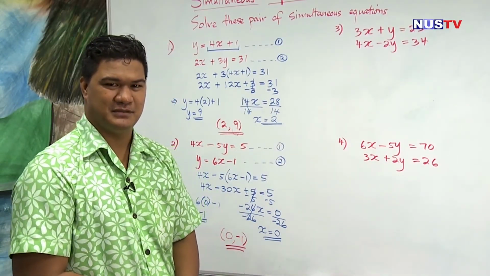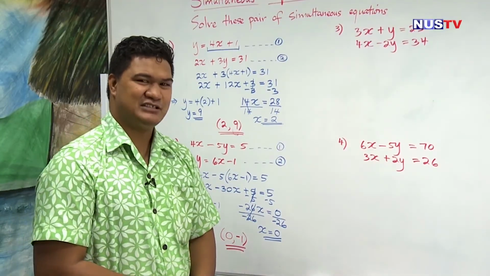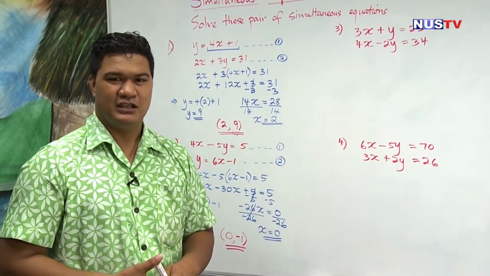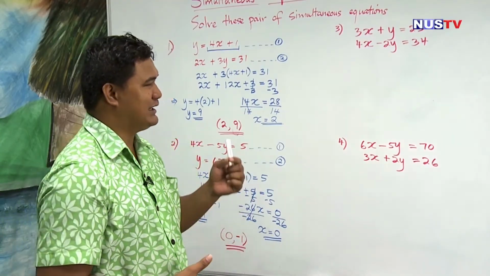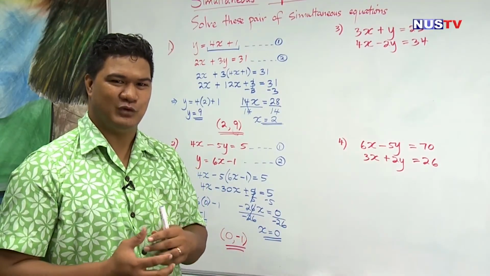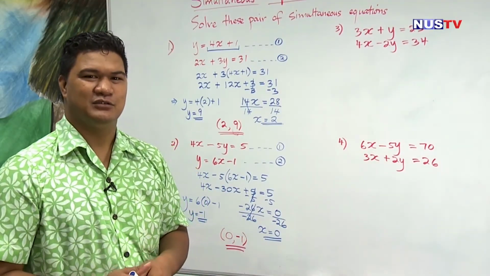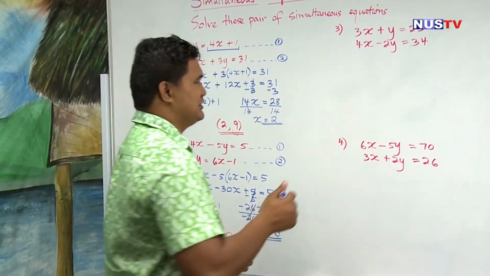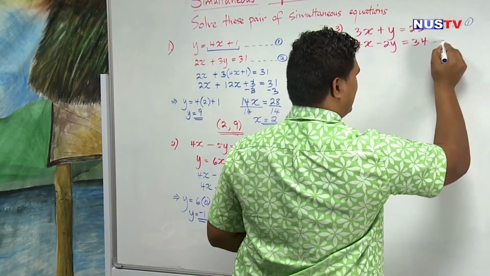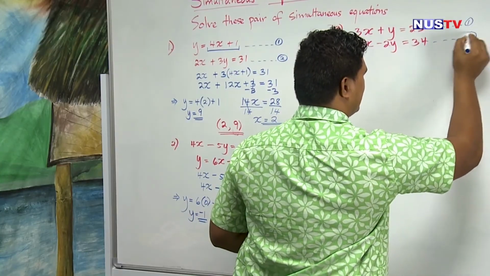elimination method. So elimination method is basically you are going to eliminate one of the variables. So eliminate there means wipe off or cut out one of the variables. So same base of calculation. So this is our equation 1 and this is our second one.